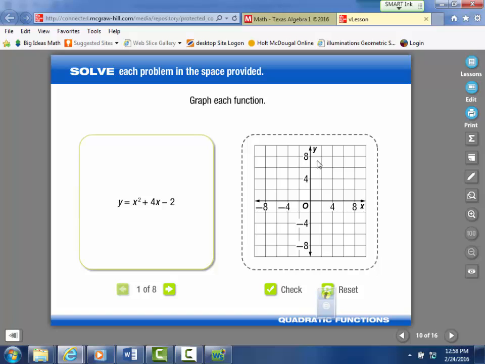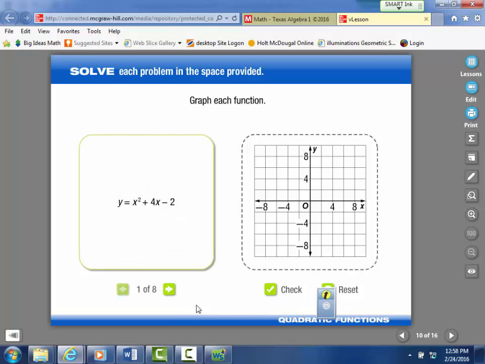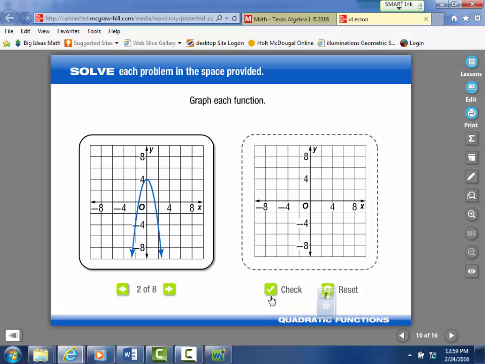You're going to graph now this function. Go ahead and pause the video and come up with your graph, and then we'll check. Okay, let's check it. How'd you do? Okay. All right. Let's reset. Now try this one. Go ahead and pause the video. Now we check. All right.